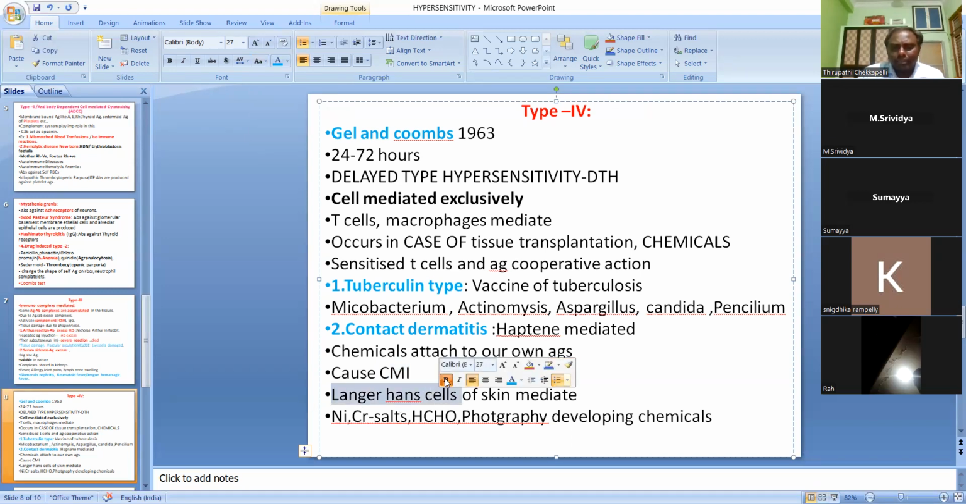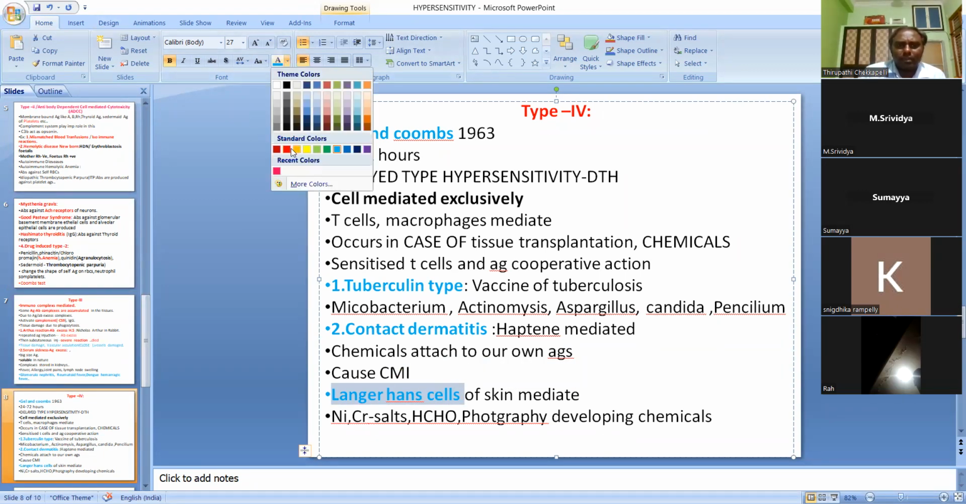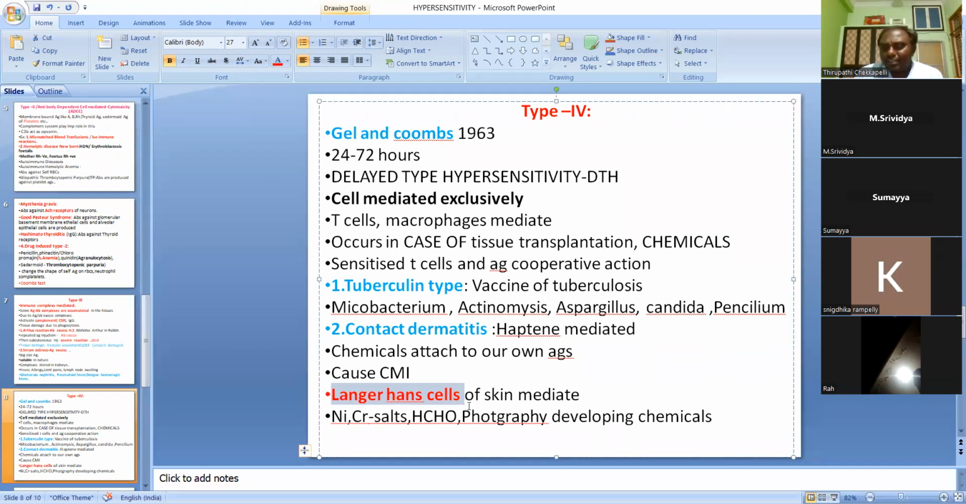Can anybody tell what are Langerhans cells? Antigen presenting cells. Very good. Who is that? Kavita, sir. Very good. So Langerhans cells are a kind of antigen presenting cells. They are dendritic cells which are present in the skin. So they actively participate here. They damage our own skin cells, and that leads to allergy type of rashes on our skin.